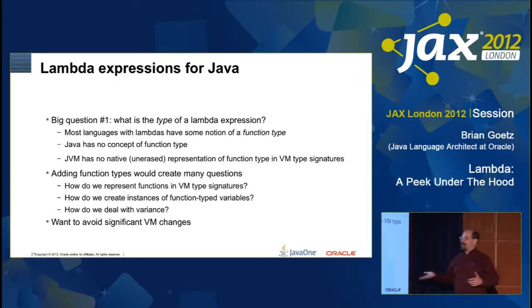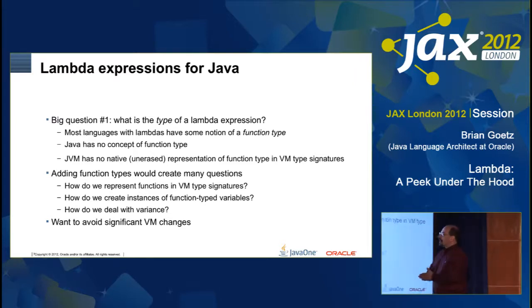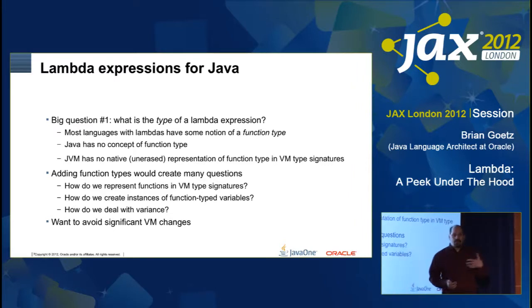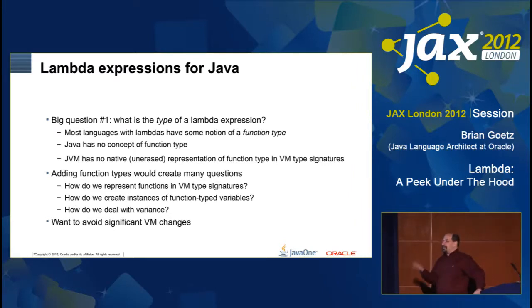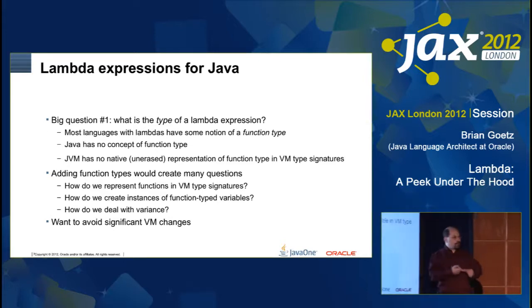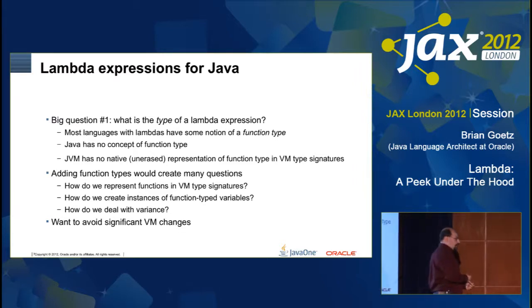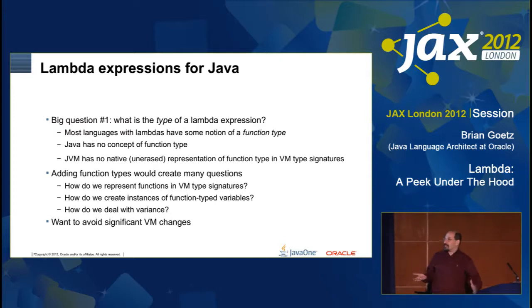So Java doesn't have one of those. We could add one to the language. But more importantly, the code generated by the compiler has to map to something that the VM can run. And the VM has no native representation for a function type either. So if you look at VM type signatures, you can refer to primitives, you can refer to classes, and you can refer to arrays of primitives and classes. And that's it. That's what we have in the VM.